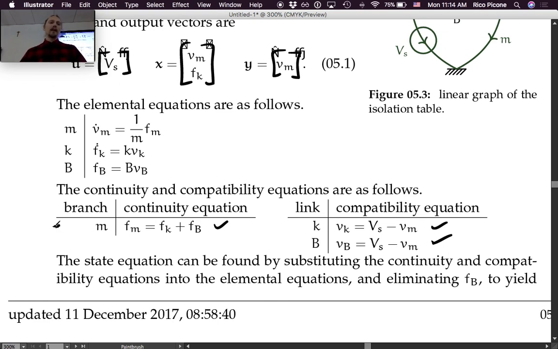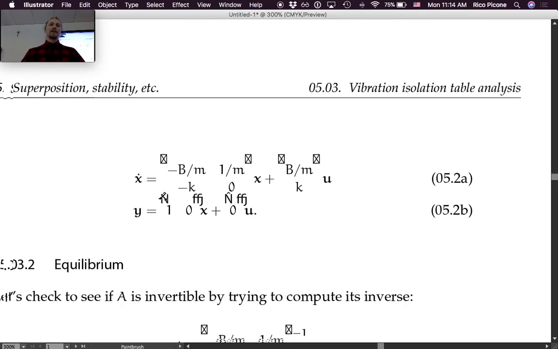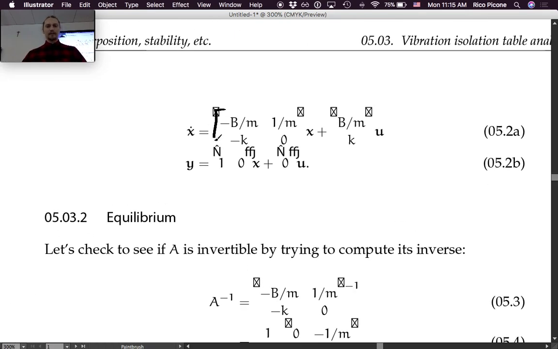Okay, so the state equation can be found by substituting the continuity and compatibility equations into the elemental equations. So, usual thing. These guys up here. And then we just need to eliminate Fb. So, Fb is going to show up in this one for Fm. So, we're going to have to plug that in there. And we're going to be down to two equations. Write it in standard form. So this is a good old-fashioned state equation.